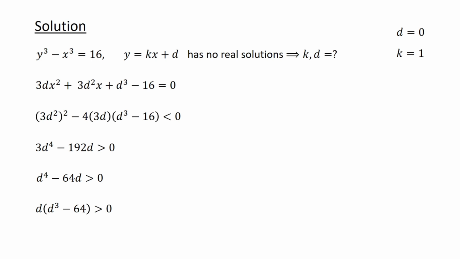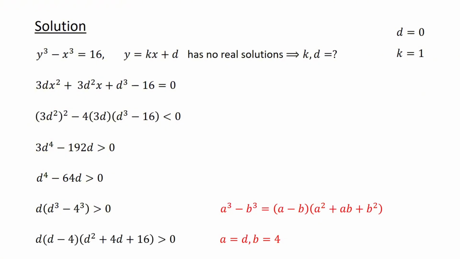After factoring out d and writing 64 as 4 cubed, we can use the identity a cubed minus b cubed equals (a minus b) times (a squared plus ab plus b squared), where a equals d and b equals 4. This gives us d times (d minus 4) times (d squared plus 4d plus 16) is greater than 0.